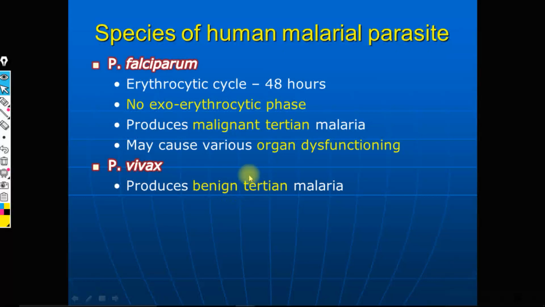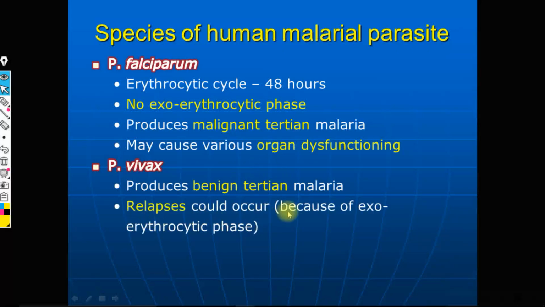And definitely here, along with the erythrocytic cycle, there is also an exoerythrocytic cycle, and that's why we need to consider it in management and therapeutics. So in the management of Plasmodium vivax you need to go for a blood schizonticidal agent as well as a tissue schizonticidal agent, otherwise relapses will occur.